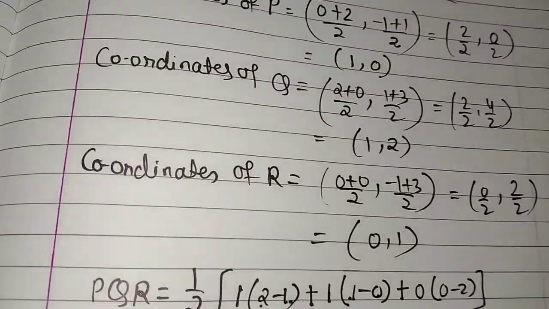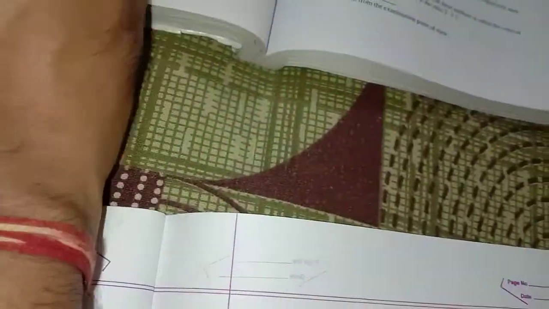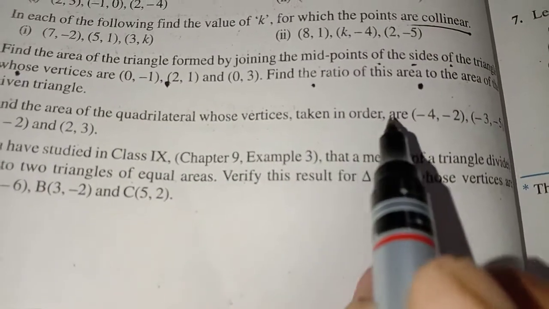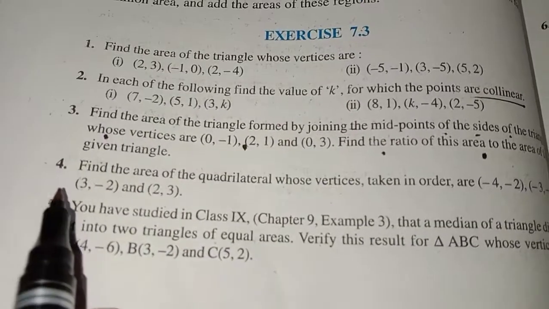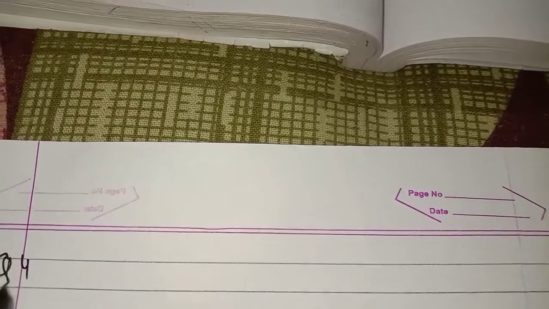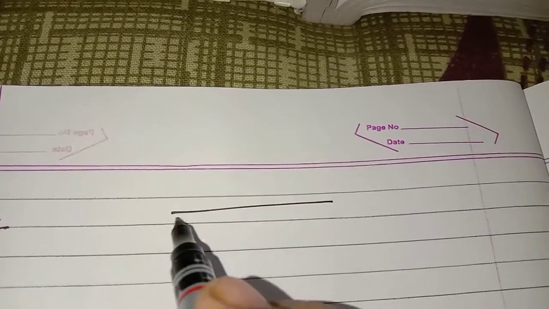So let me solve one more question. Question number 4. Now see what is given in question number 4. Find the area of the quadrilateral whose vertices are taken in order. We have to find the area. So let me draw the quadrilateral here.